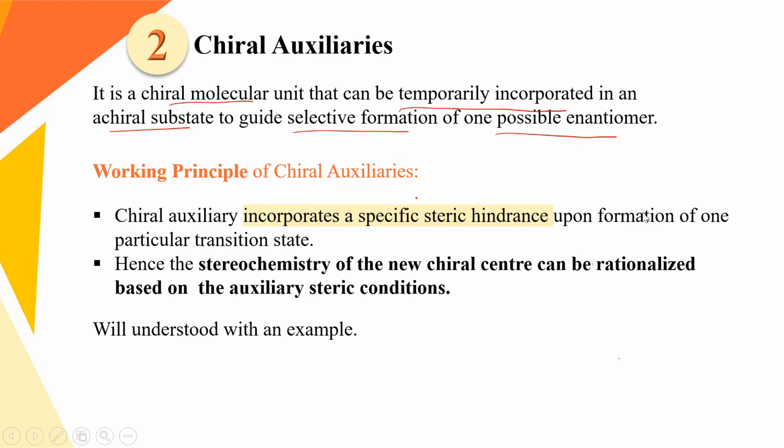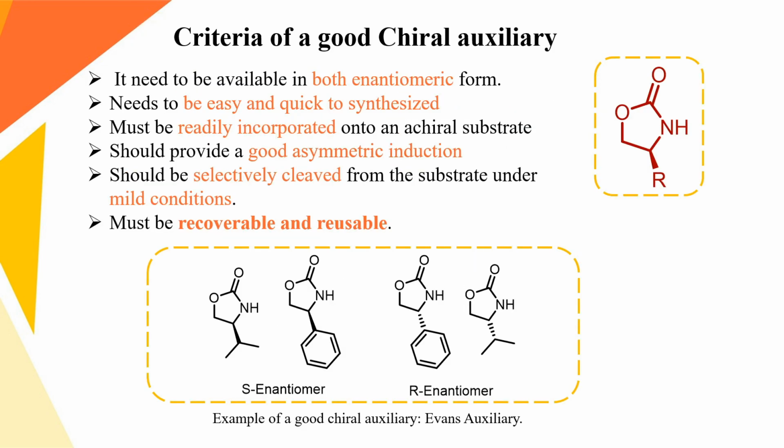So the working principle of chiral auxiliaries that I already discussed is that the chiral auxiliary incorporates a specific steric hindrance upon formation of one particular transition state. Hence, the stereochemistry of the new chiral center can be rationalized based on the auxiliary state conditions. Now this term we will understand with an example. Okay, but before that, there are certain criteria to form a good chiral auxiliary.